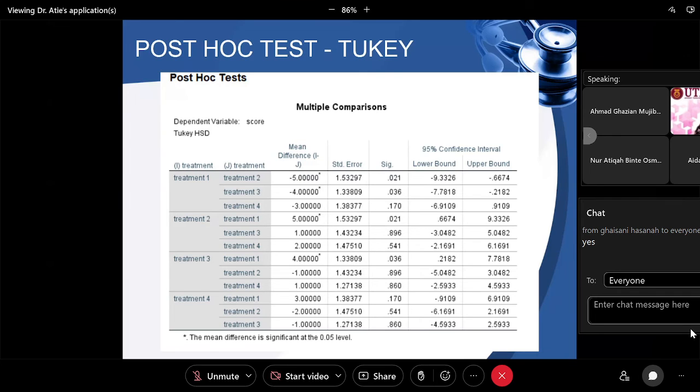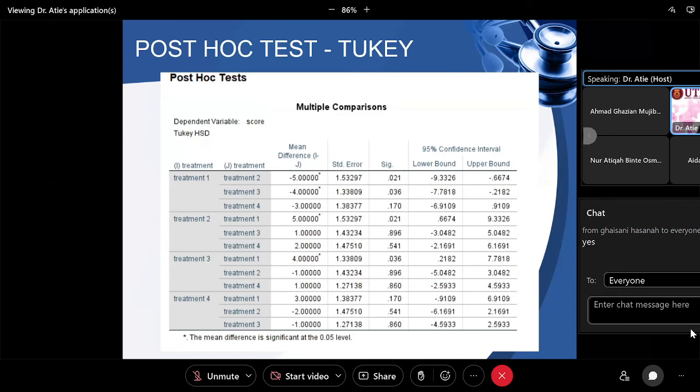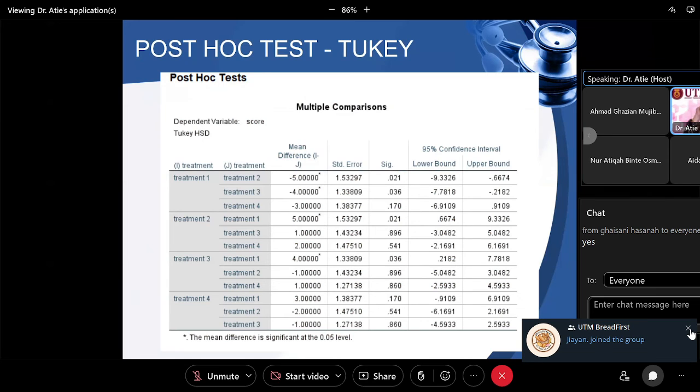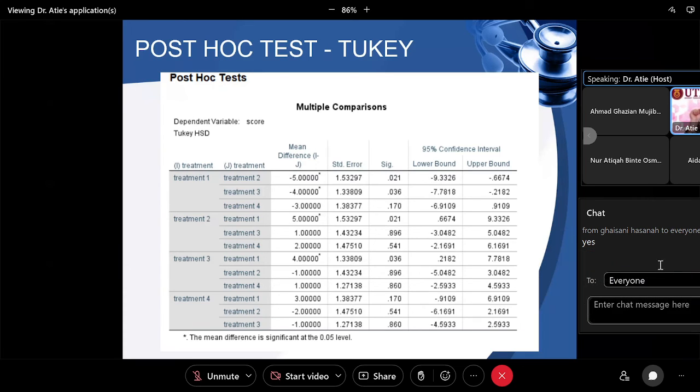Okay? Is everybody okay? Right, so let's continue. We already decided that we need to proceed to post-hoc test because we need to investigate among the 4 treatments who actually is different from one another. All right. So and then this is our post-hoc test, right? So how do we get this one? Remember, we tick in the options button, right? And then we tick on the post-hoc test, and then we choose Tukey, and we can also choose Bonferroni. Actually, the results will be the same. Okay, it won't give you much difference.